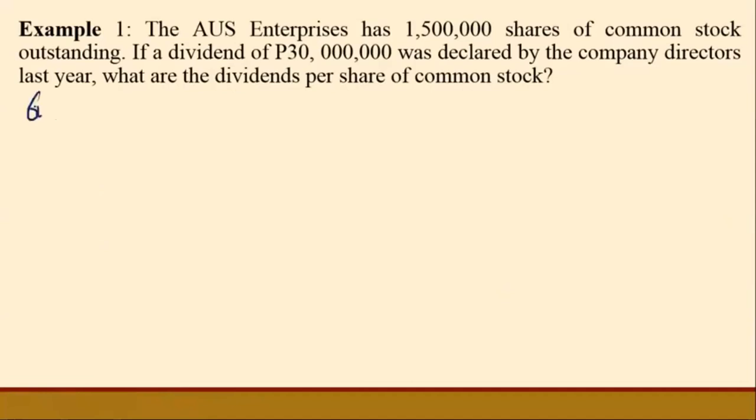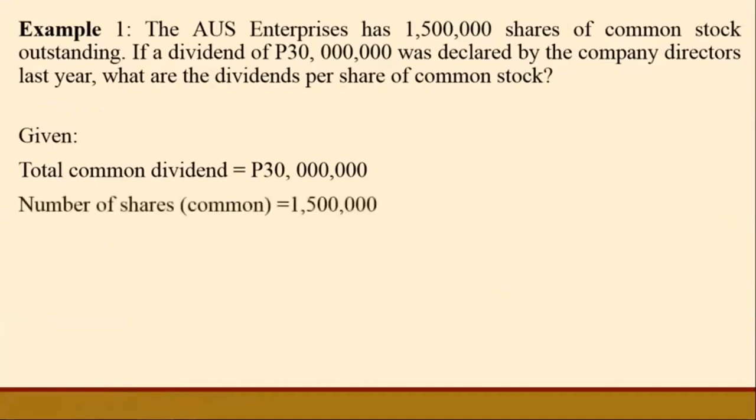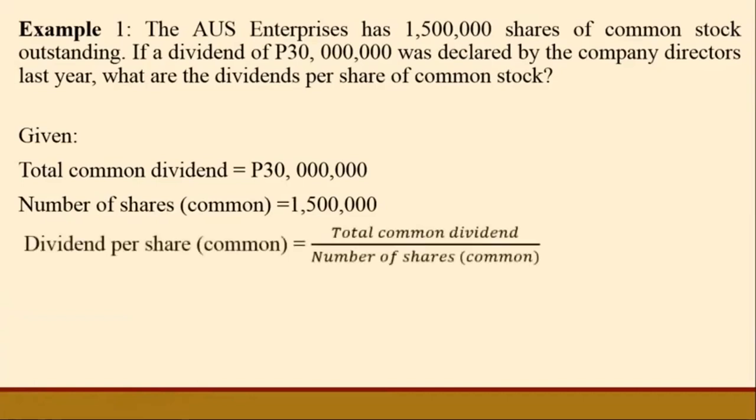So we have our given. Ano na pala? So for our given to this problem, okay? We have the total common dividend, which is 30 million pesos, and then the number of shares for common, which is 1,500,000. Okay, so we're going to find the dividend per share. So that is equal to the total common dividend over the number of shares for common stock.